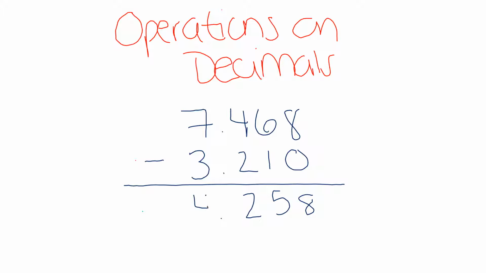So just like normal subtraction, 8 minus 0 is 8. 6 minus 1 is 5. 4 minus 2 is 2. Bring down your decimal point, and then 7 minus 3 is 4. So addition and subtraction are just really similar to your operations with whole numbers, as long as you're remembering to make sure your columns line up appropriately.